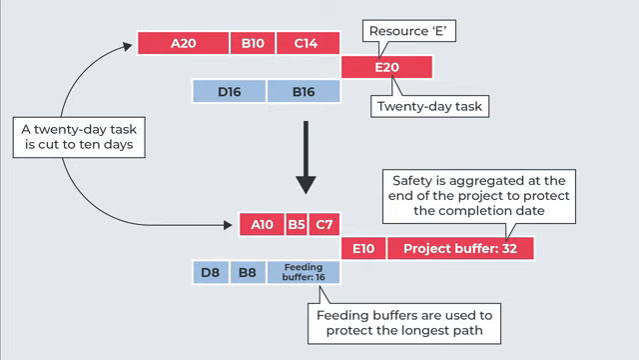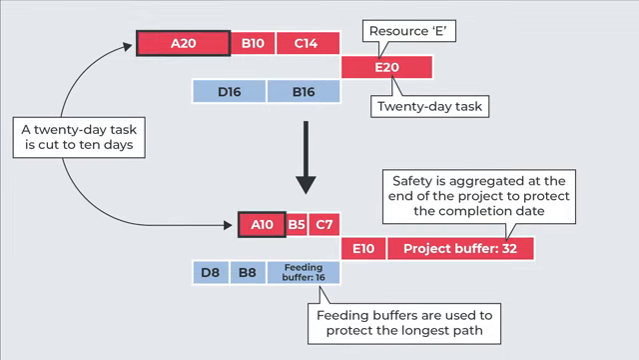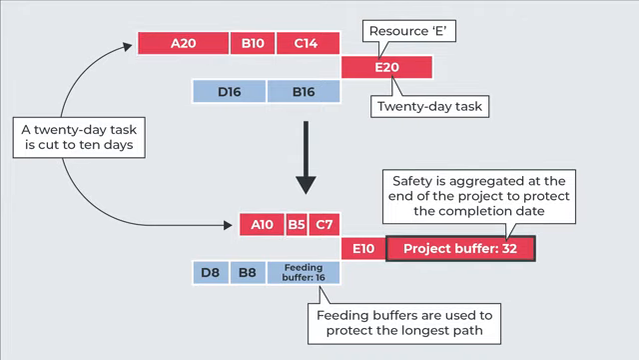First, you can reduce the duration of each activity by 50%, and this is what we did in this second diagram. For instance, take activity A. This activity changes from 20 days to 10 days. This means that the whole duration of the project changes. The remaining contingency can be collapsed at the end of the project in what is called the project buffer.